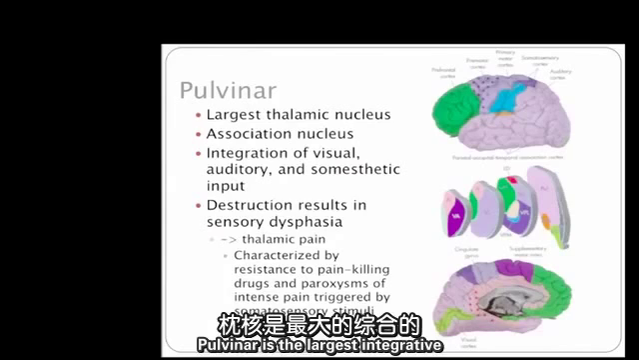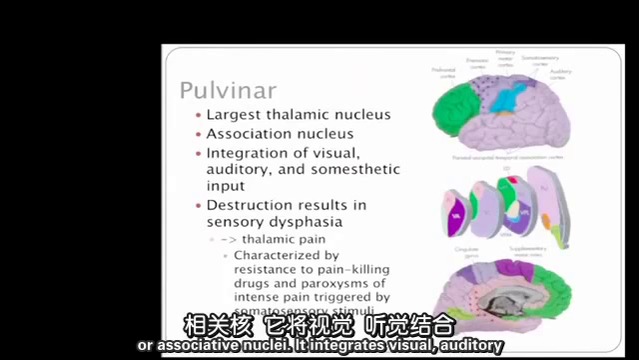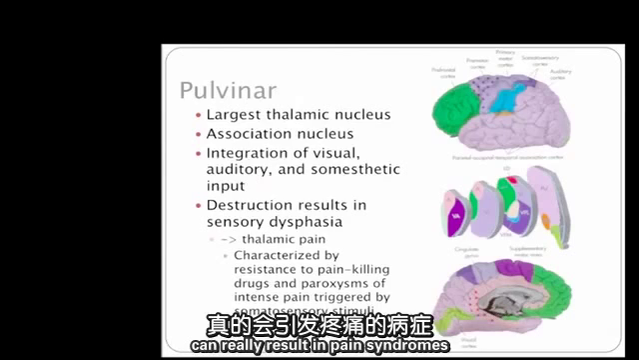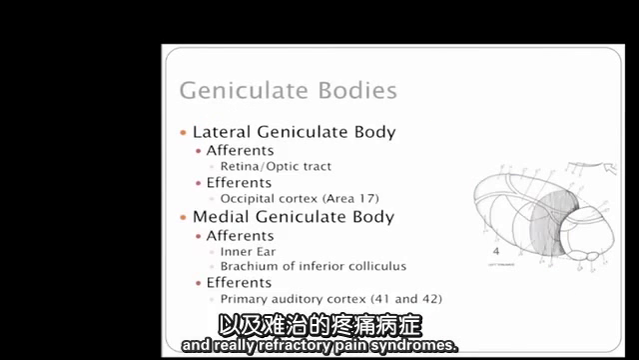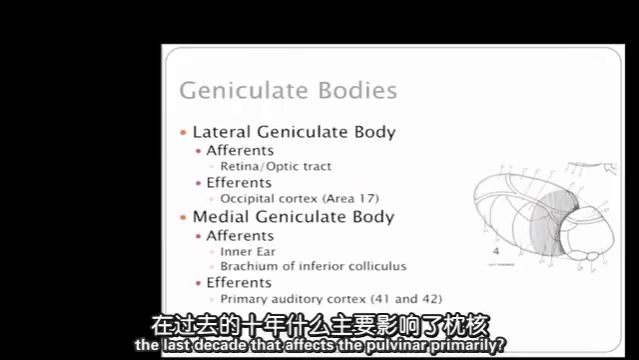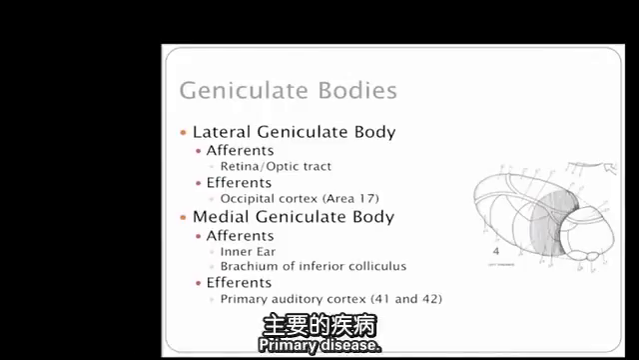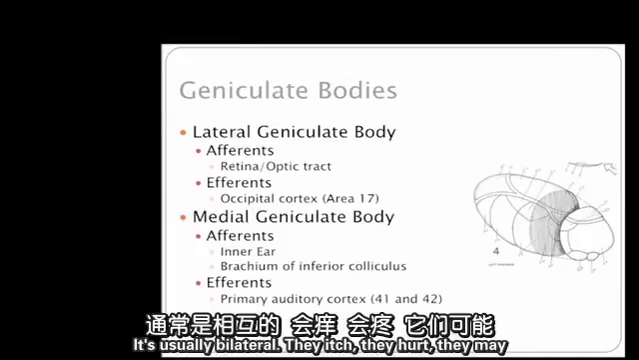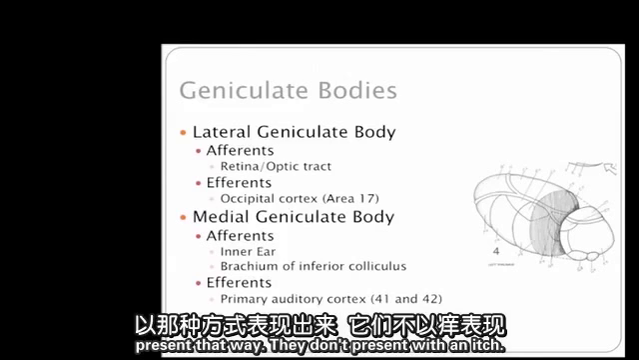Pulvinar is the largest integrated or associative nucleus, integrates visual, auditory, and somatosensory input. And injury of that can really result in pain syndromes, and really refractory pain syndromes. Just as a side, what disease that is emerging in the last decade affects the pulvinar primarily? Prion disease. It's usually bilateral. They itch, they hurt. They may present that way. They don't present with dementia.